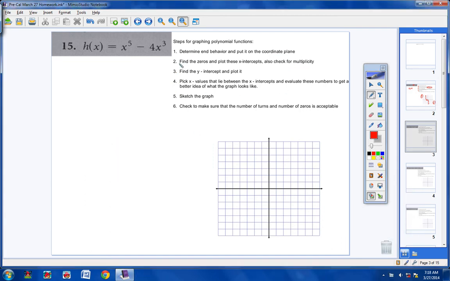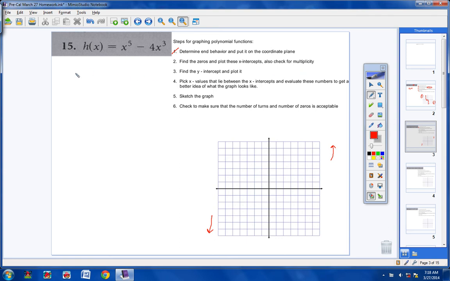All right, number 15, we'll start off by determining the end behavior. So here we go. Degree is odd, lead coefficient is positive, and so with that in mind, we know the graph's going to go down to the left and up to the right. On to step 2, find the zeros and plot these, and then look for multiplicity.